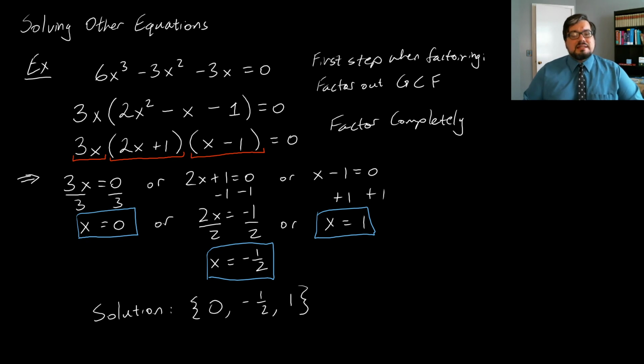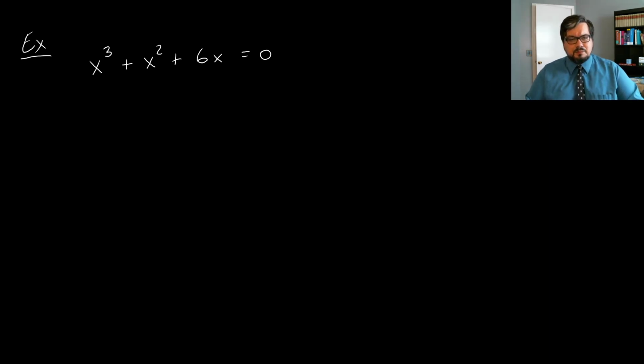Now, sometimes this second step that we did, where we factor the remaining expression inside, doesn't work. So let's look at an example of that. Let's look at x cubed plus x squared plus 6x equals 0. A fairly simple equation. But let's go ahead and factor an x out of the left. Let's go ahead and continue with the process that we had before.